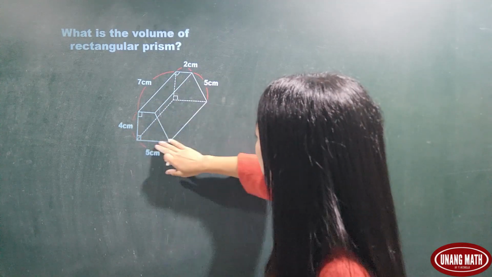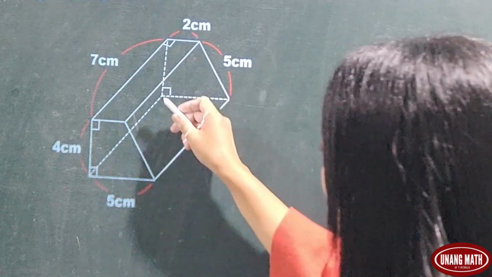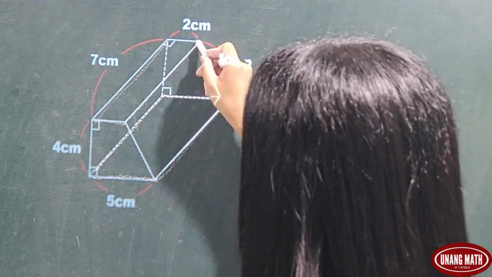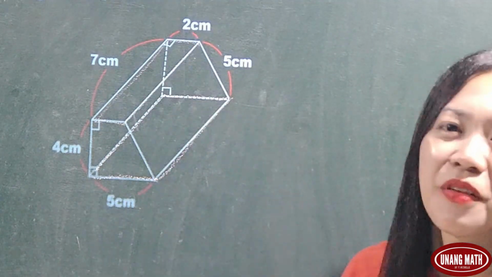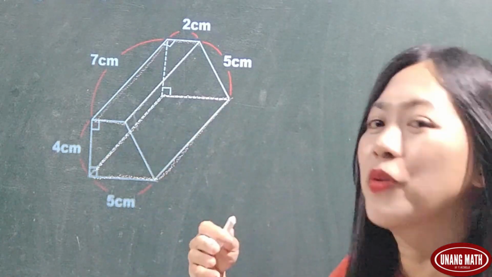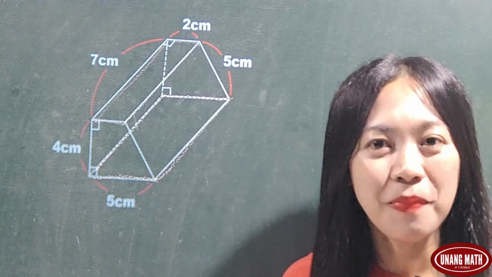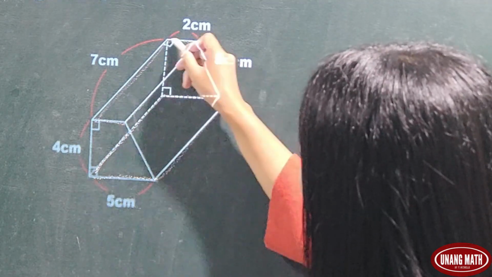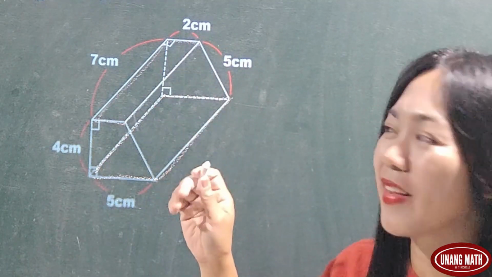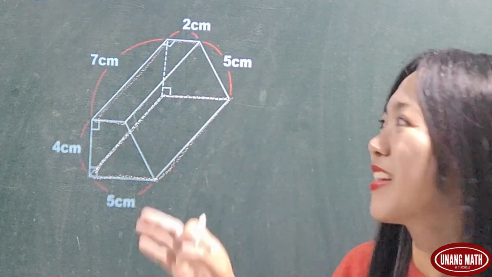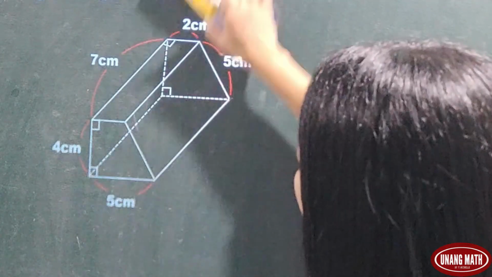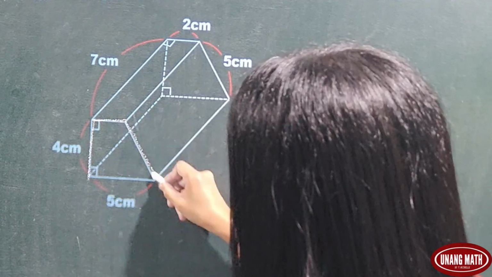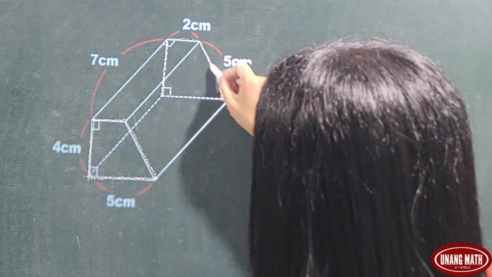Okay, take a look at this rectangular prism. You might think that these two rectangles are the bases of this prism. But if we go back to the definition of bases, bases must be congruent. These rectangles are not congruent, so these are not the bases of this prism. So what are the bases of this prism? Okay, the bases are these shapes or these figures.